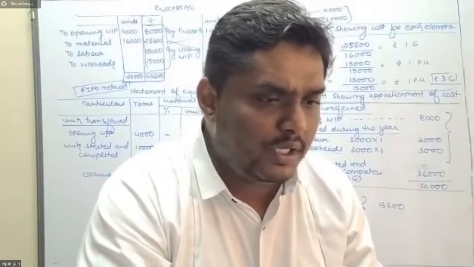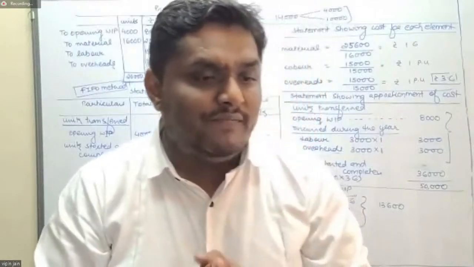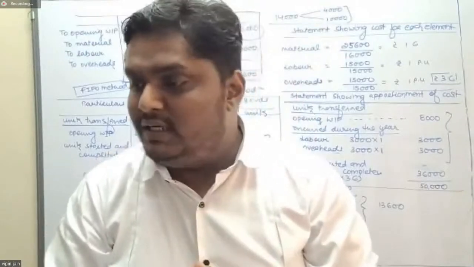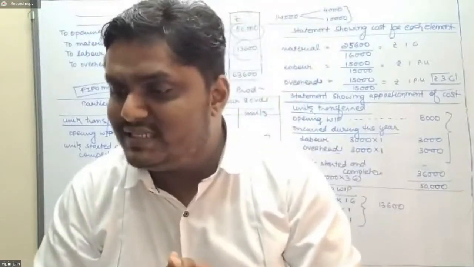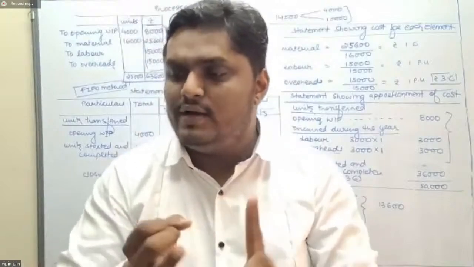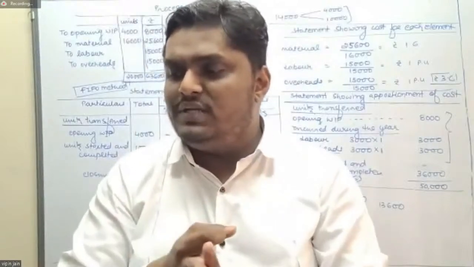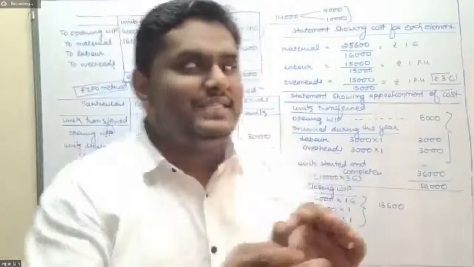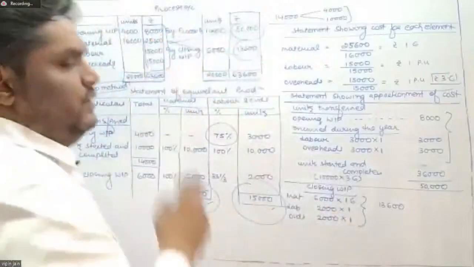Thank you so much, Pooja. Sir, why is opening work in progress 8,000 taken? See, opening work in progress is given in the question, that is material 6,000, labor and overhead 1,000 and 1,000. So 8,000 is given in the question. That's why I have taken 8,000.